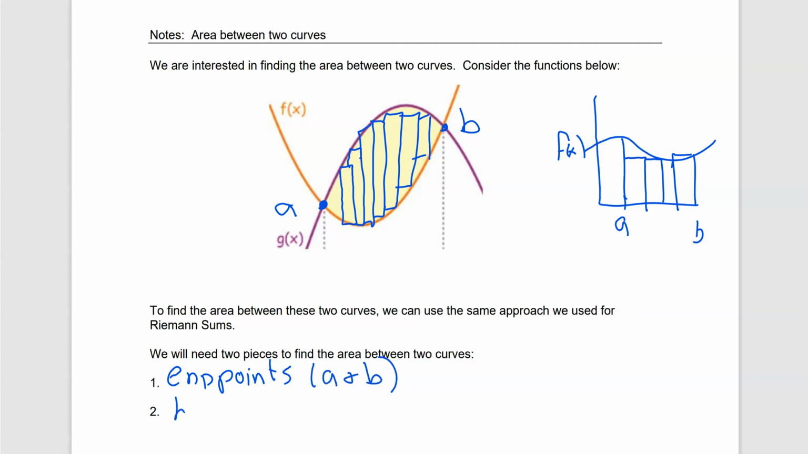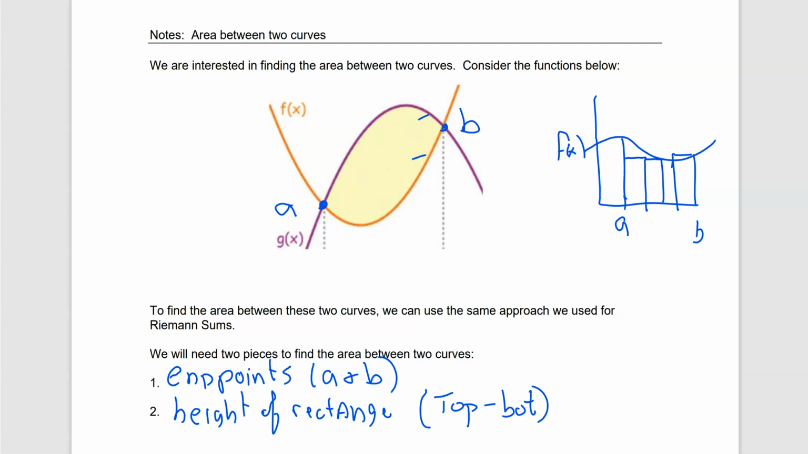And we also need to know the height of the rectangle, which in this case would be the top curve minus the bottom curve, right? Now there are ones that go sideways. We'll look at that later. Let's just stay within this mode here.